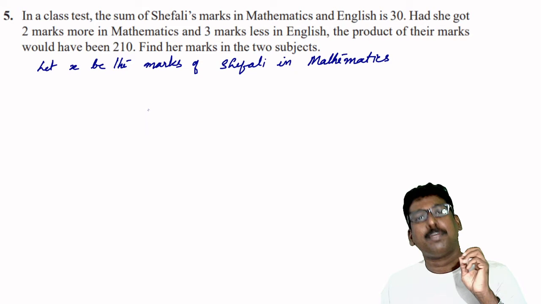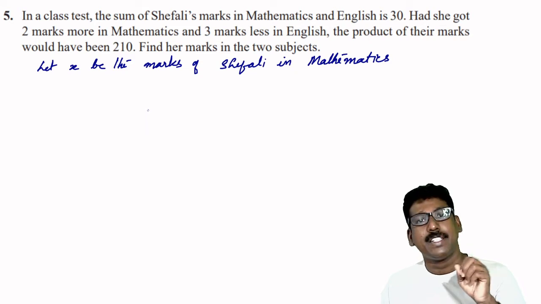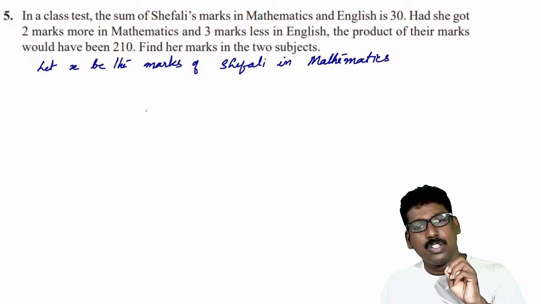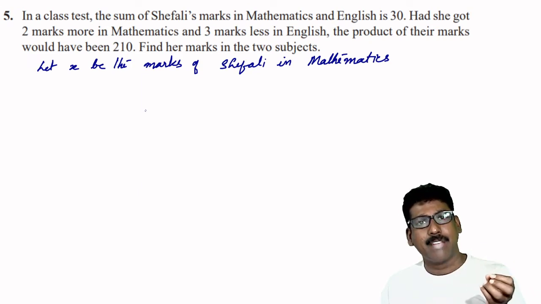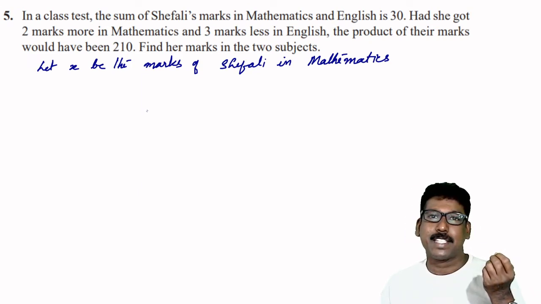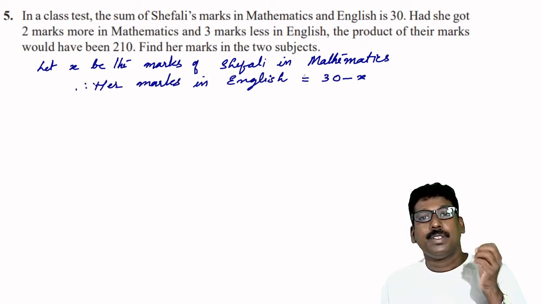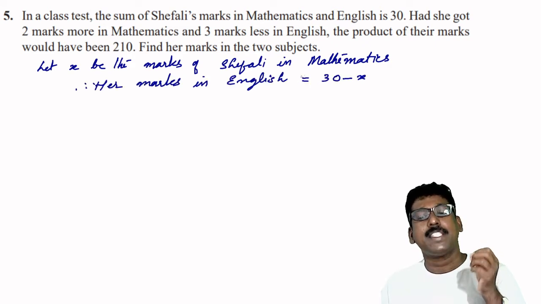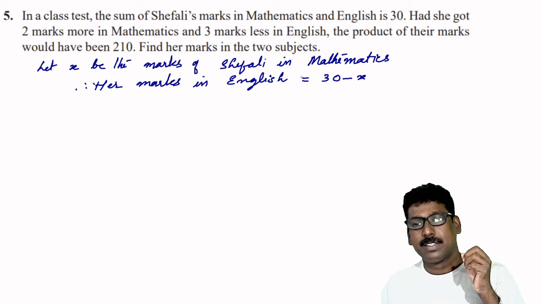Now, what are her marks in English? The sum of these 2 subjects is 30. So, one we took as x, so the other will be 30 minus x. Therefore, her marks in English is equal to 30 minus x.